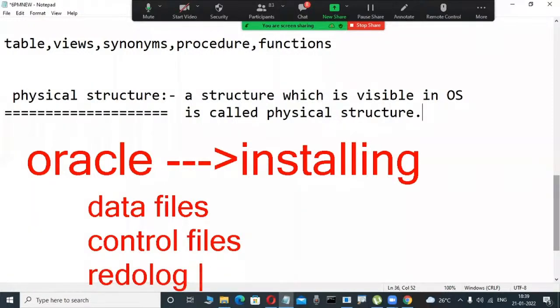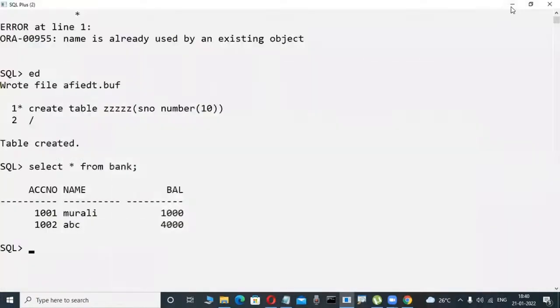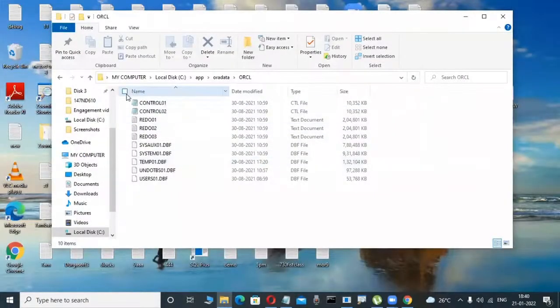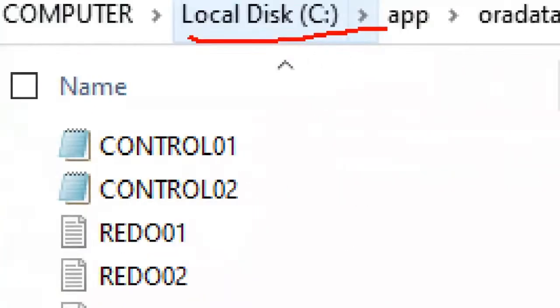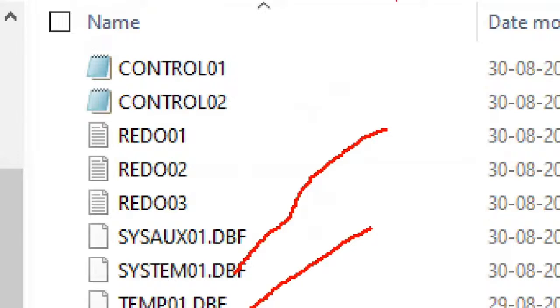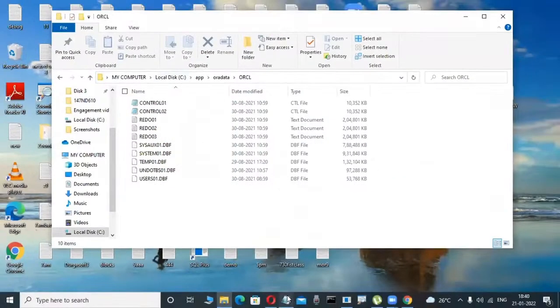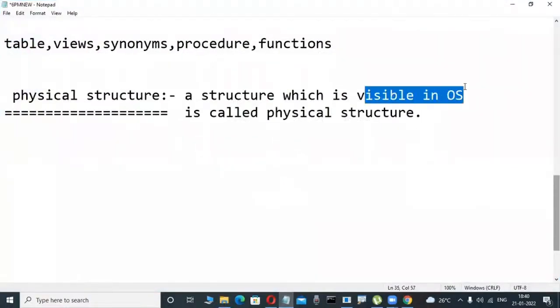You may not have an idea about these yet; I'm only giving a rough introduction, and the DBA concepts come later in our course. Whenever I install Oracle software, some files are created on the disk, in the C drive or D drive. These are data files, .dbf files, control files, and redo log files. You'll become familiar with them later. That's why a structure which is visible in the operating system is called a physical structure.